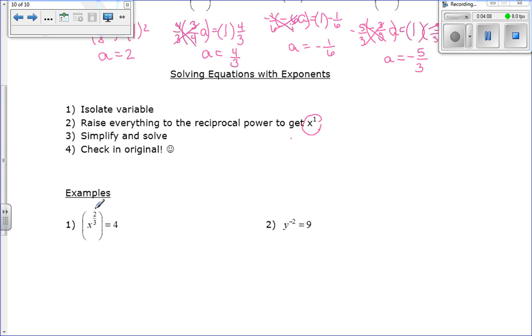So if I go here, I have x to the 2/3 equals 4. I have x by itself, so x is already isolated. My reciprocal power is 3/2. So here, when I multiply my power to power, my exponents simply cancel out, and we're left with x equals, well, we have 4 to the 3/2. Remember, this is power over root, so I'm going to take the square root of 4, which is 2, and then raise it to the 3rd power, so x is equal to 8.